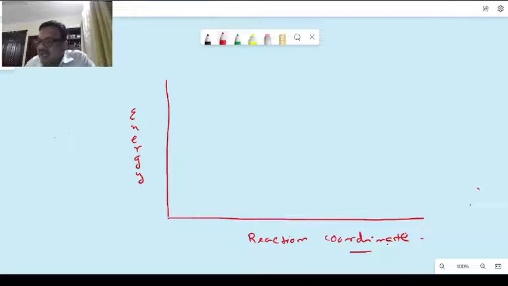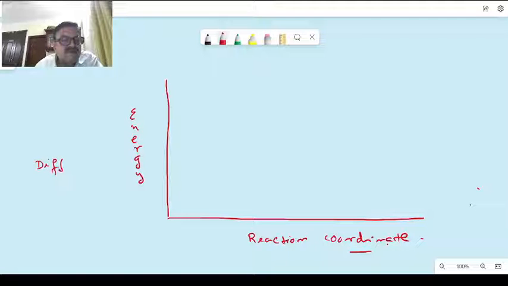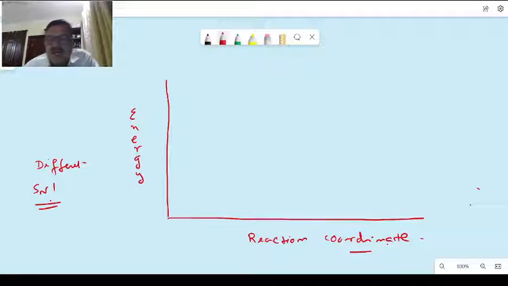Okay, energy diagram for the different SN1 reactions here. That is two different SN1 reactions where two different types of carbocations are formed. Okay, now the first reaction, where the less stable carbocation is formed there. So let us see what will be the nature of the, here it is the reactants here.